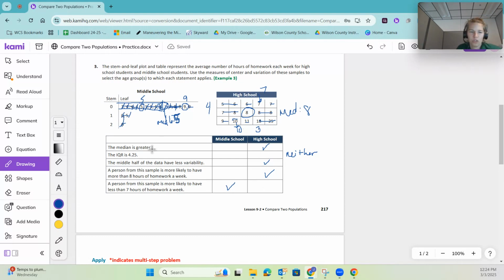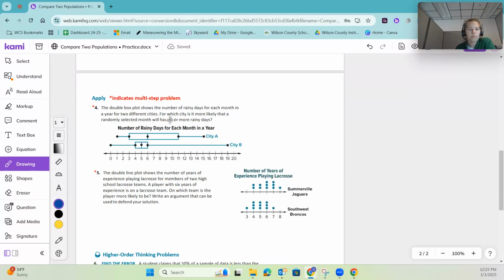Okay, so you have to go through and find all of that information and determine whether that applies to each set of data. Okay. All right, the double box plot shows the number of rainy days for each month, a year for 2 different cities. For which city is it more likely that a randomly selected month will have 6 or more rainy days?